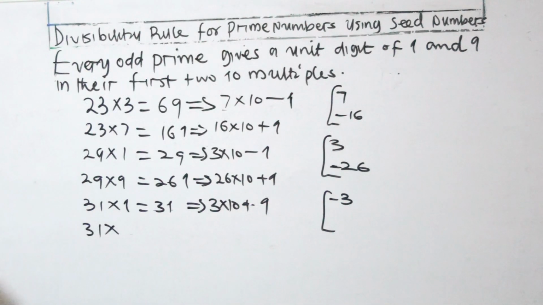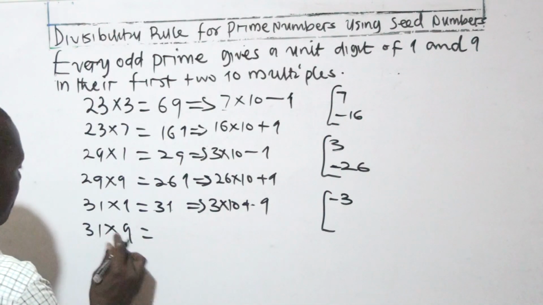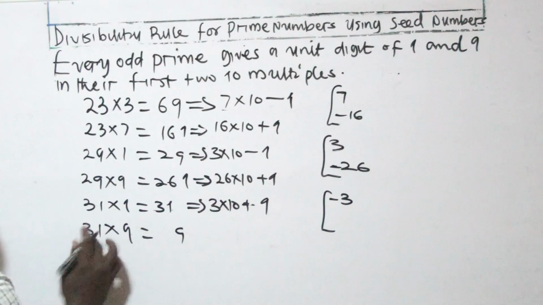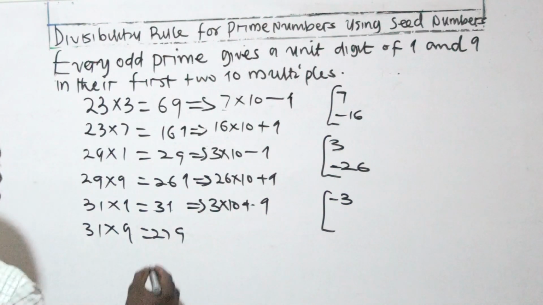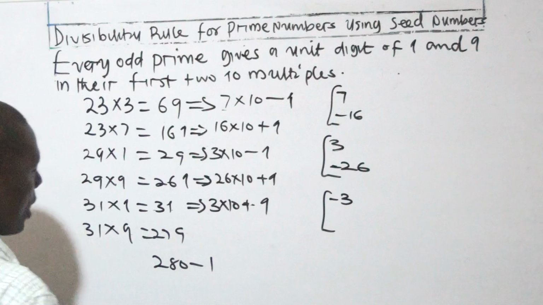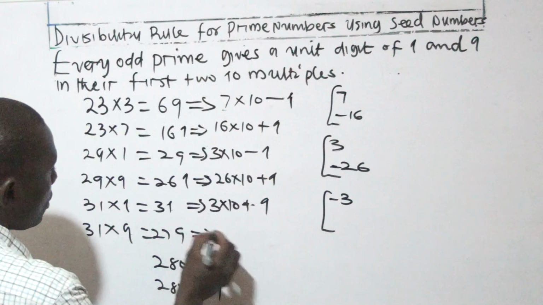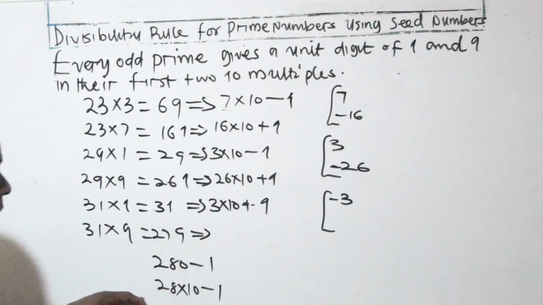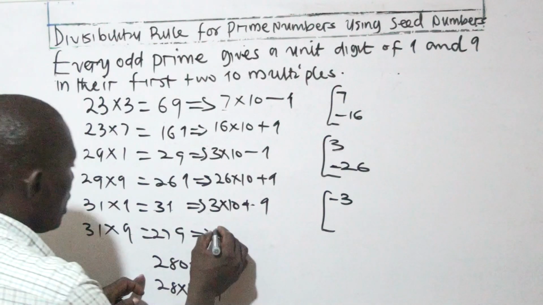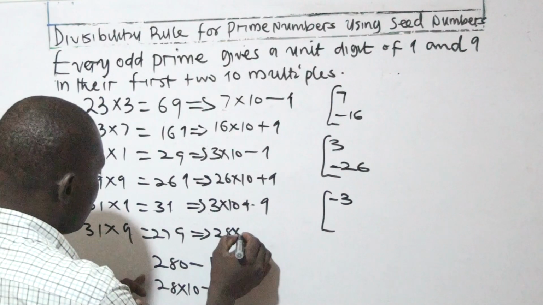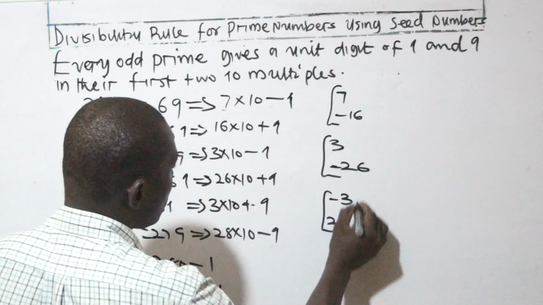So 31 times what, so that the unit digit will become 9? It's 9 here. 9 times 31 is 279, which is the same thing as 280 minus 1. So this becomes 28 times 10 minus 1. Here, 279 is the same thing as 280 minus 1. So we have 28 times 10 minus 1, and our seed number here will be 28.